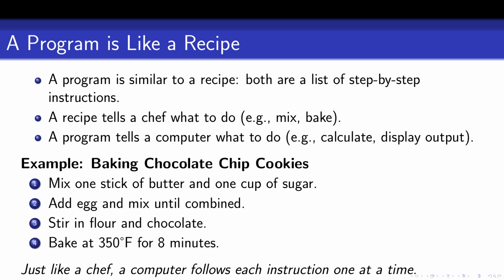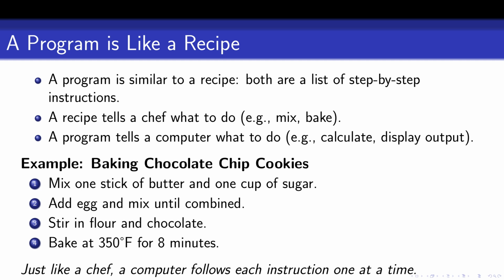When you cook something, you follow a list of instructions. Mix 1 stick of butter with 1 cup of sugar. Add an egg. Bake for 8 minutes. Each instruction has to happen in a specific order, and if you skip a step or do something wrong, like adding the chocolate chips after baking, it won't come out right.